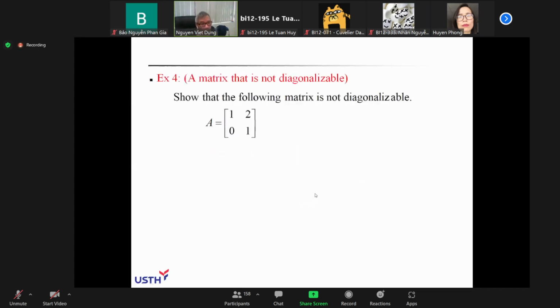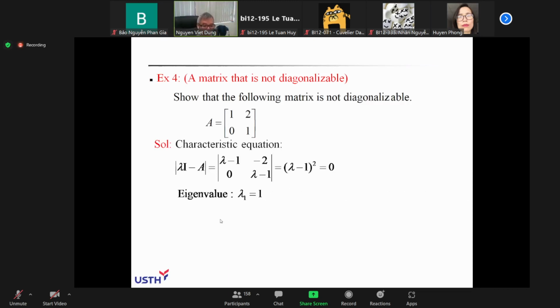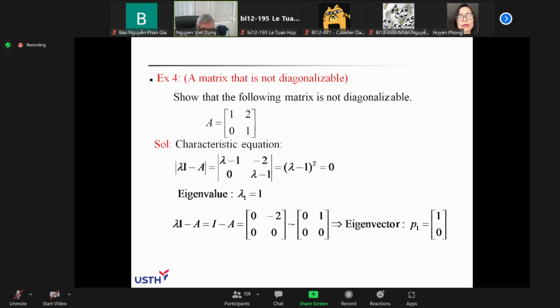And here is an example for you. Now you are given a very small matrix A of size 2 by 2, like that. Then the characteristic equation is that, so we get the eigenvalue lambda 1 equal 1. It is counted 2 times, or we say it has multiplicity 2. However, in order to find the eigenvector, you get only one vector.